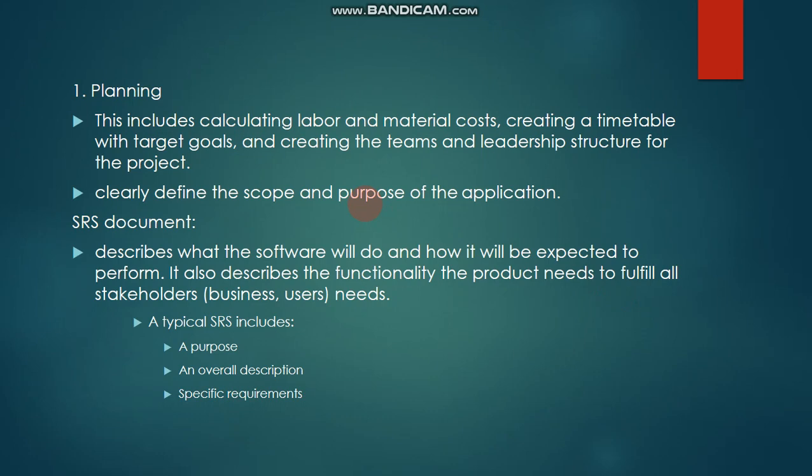What the SRS document has is what the software will actually do and how it is going to accomplish that goal. Everything is decided and recorded in this SRS document. It gives the functionality the software needs to fulfill, based on the stakeholders, that is the business people or the users, and their needs. It will be recorded in the SRS document. The SRS document contains a purpose, an overall description and the specific requirements.